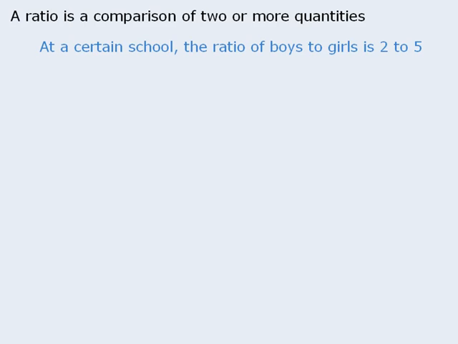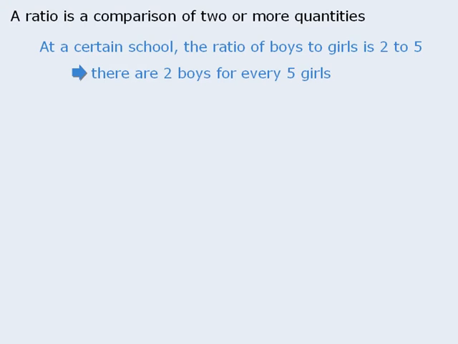Now, it's important to note that the 2 to 5 ratio here does not imply that there are exactly 2 boys and exactly 5 girls at the school. Ratios tell us nothing about actual quantities. They only tell us about proportions. So here, the 2 to 5 ratio means at the school there are 2 boys for every 5 girls.